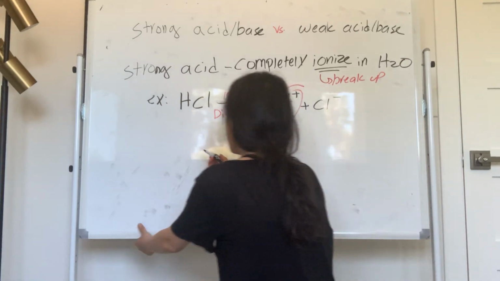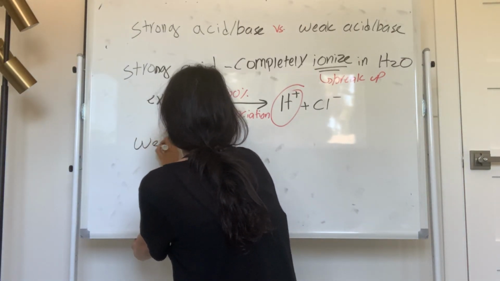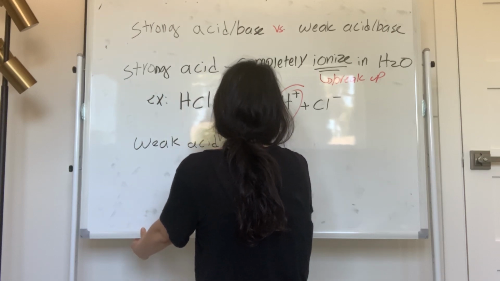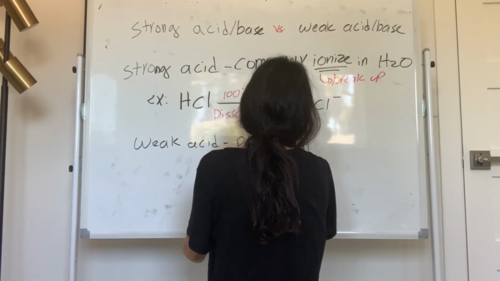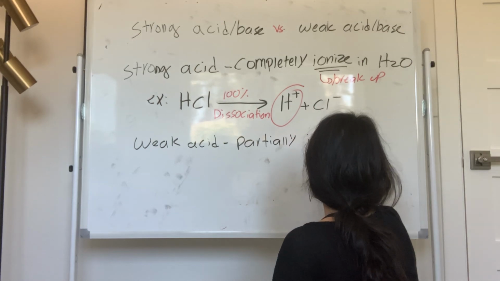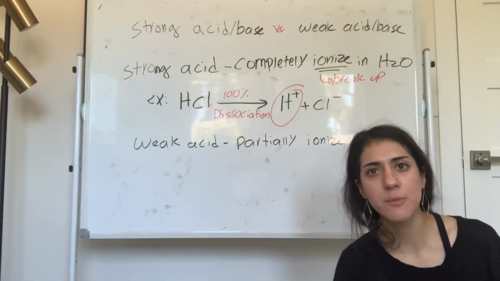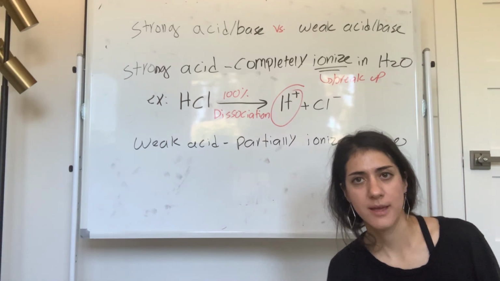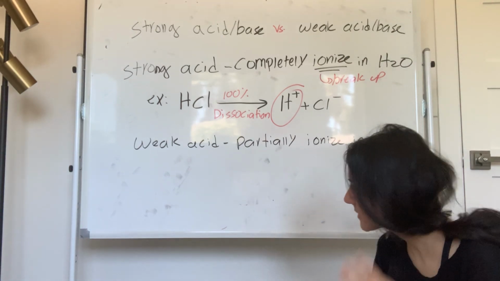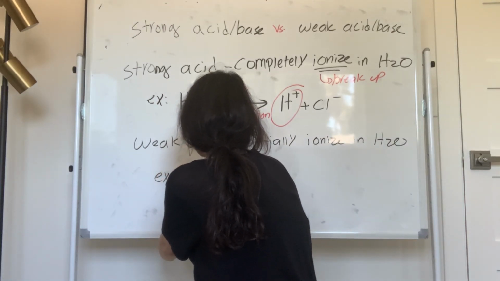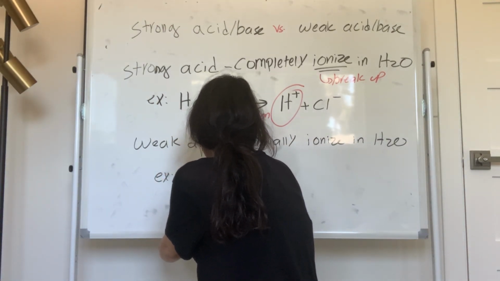Now, what do you think a weak acid then is? It would partially ionize in water. It would partially break up in water. Okay? It will have a partial dissociation. Okay? Now, an example that I like to use is HF.